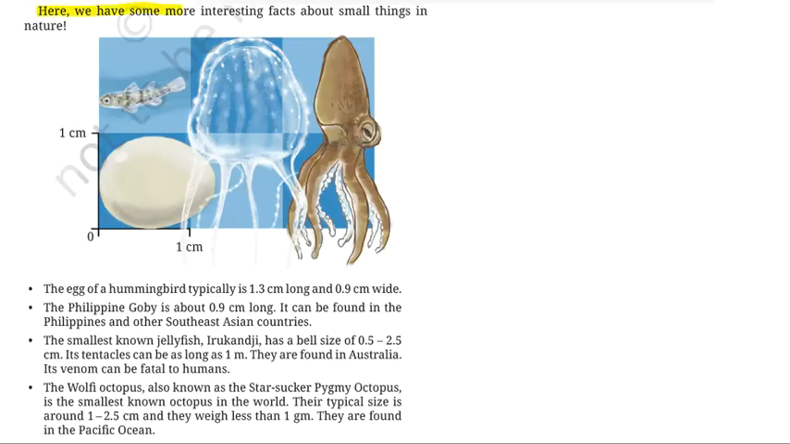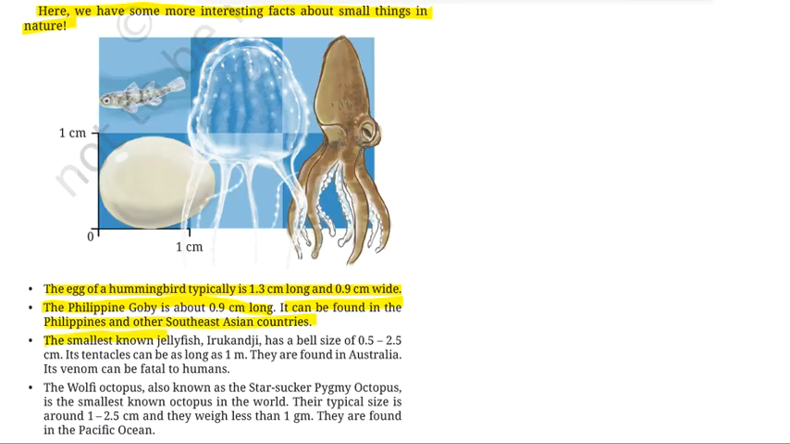Here we have some more interesting facts about small things in nature. So the egg of a hummingbird typically is 1.3 centimeters long and 0.9 centimeters wide. So here they are saying that hummingbird का जो egg होता है उसका typical size is 1.3 centimeters long and 0.9 centimeters wide. The Philippine goby is about 0.9 centimeter long. It can be found in the Philippines and other Southeastern Asian countries.